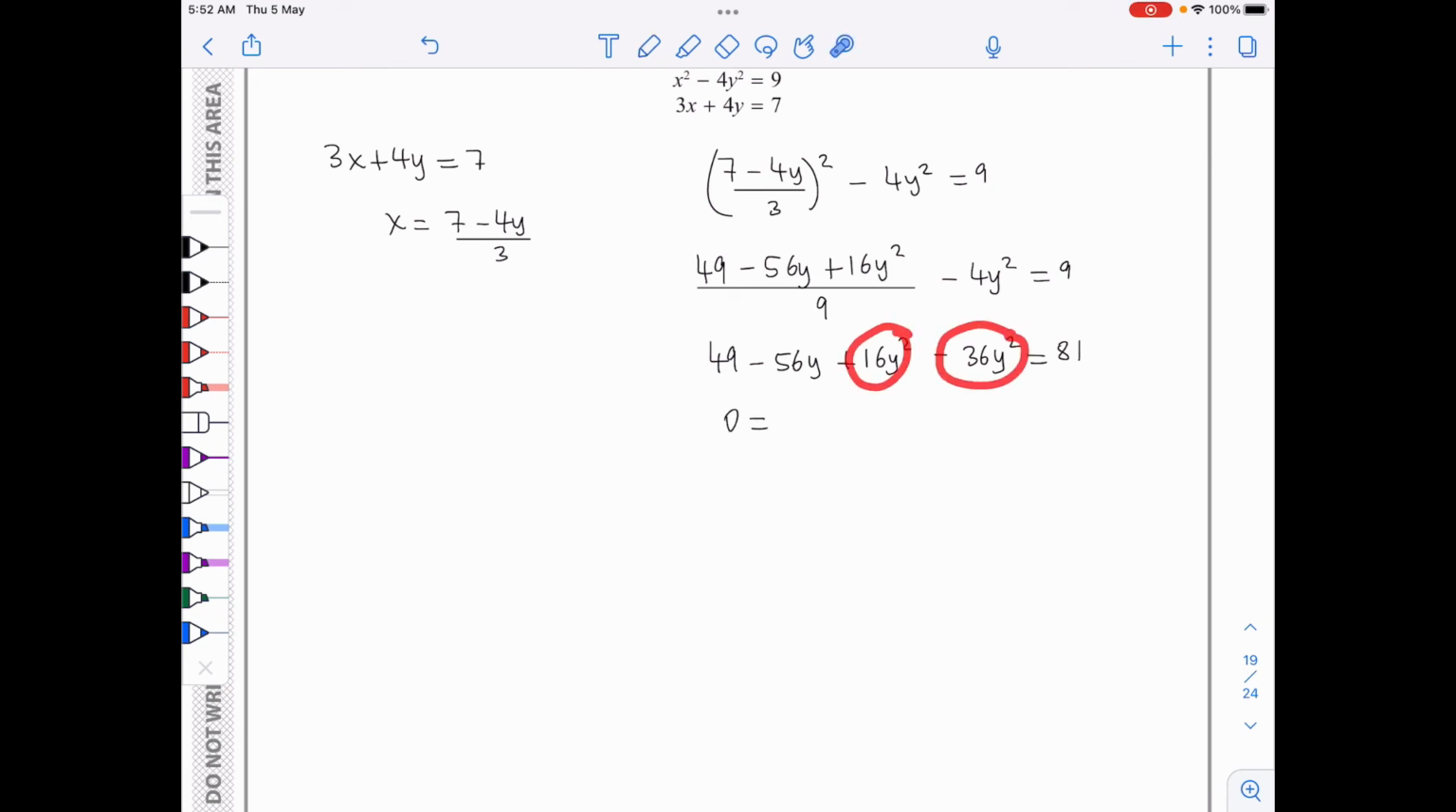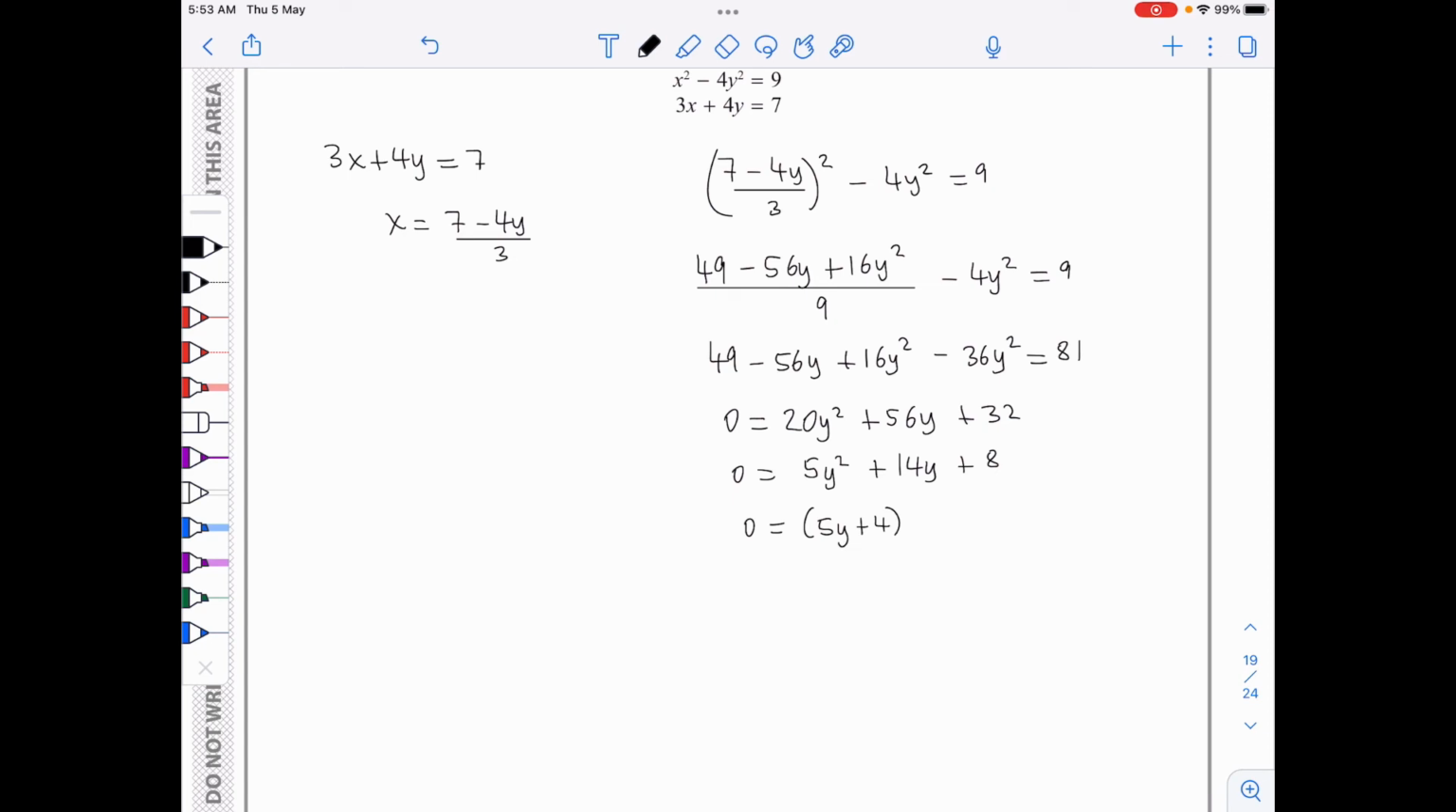And then I'll collect everything on the right hand side to make the leading term positive. 16y squared minus 36y squared was negative 20y squared on the left, so it's gonna go 20y squared on the right plus 56y, and then 81 minus 49 is 32. I will now divide everything by 4, leading to 5y squared plus 14y plus 8, which I will factor into 5y plus 4, y plus 2.